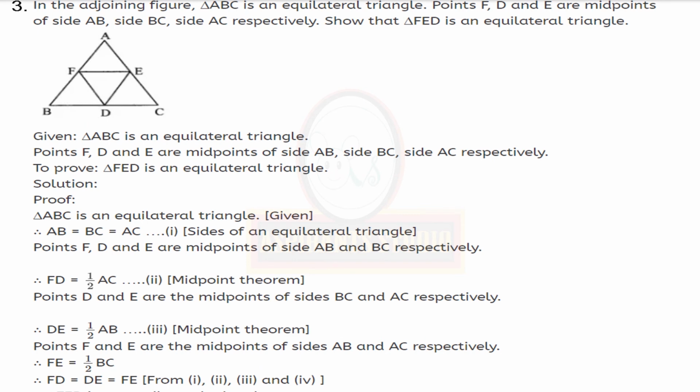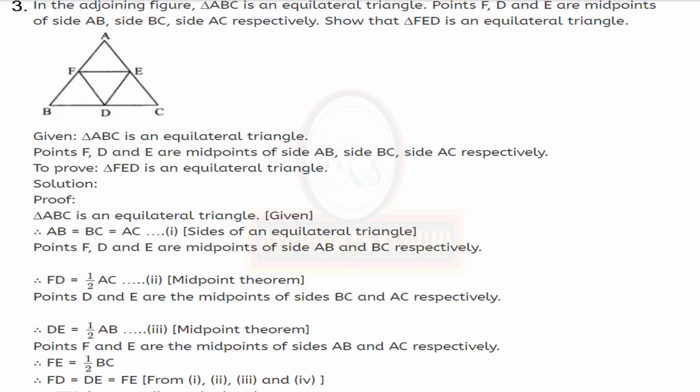Now coming to the third one. In the adjoining figure, triangle ABC is an equilateral triangle. Points F, D and E are midpoints of side AB, side BC, side AC respectively. Show that triangle FED is an equilateral triangle. Given triangle ABC is an equilateral triangle, points F, D and E are midpoints of side AB, side BC, side AC respectively. To prove triangle FED is an equilateral triangle.